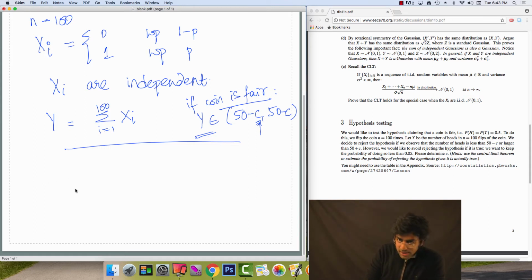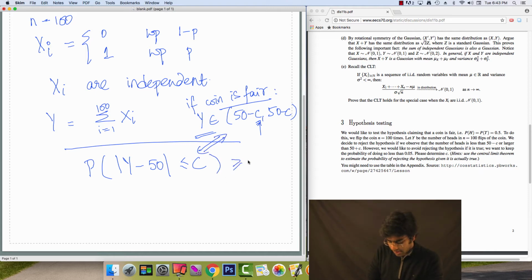Okay, so numerically, what am I looking for? I want the probability that the number of heads I see, capital Y, minus 50 in absolute value is within a range of C of 50. And you can see that these two, in fact, are equivalent statements. I want this to be at least 95%. And I want to compute the C that corresponds to this.